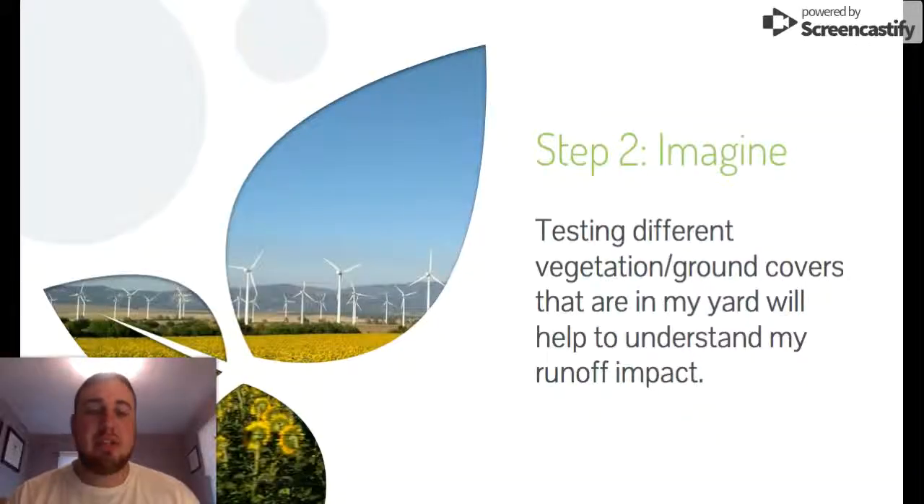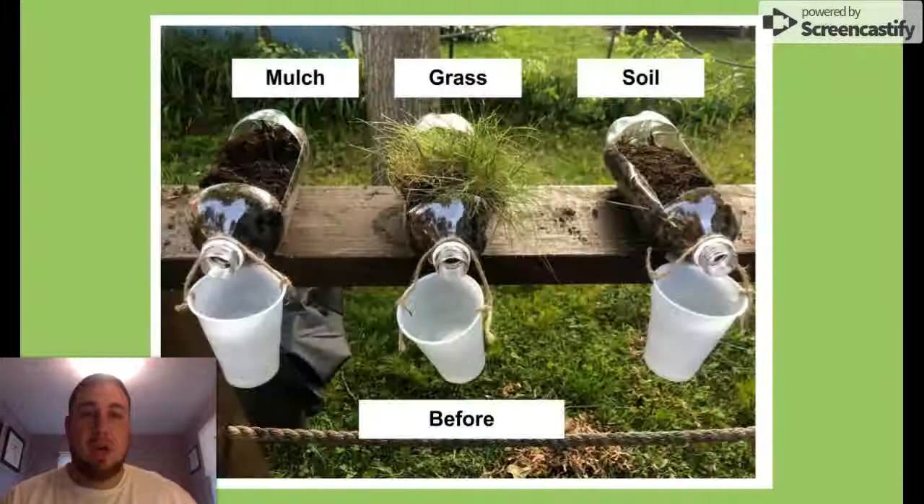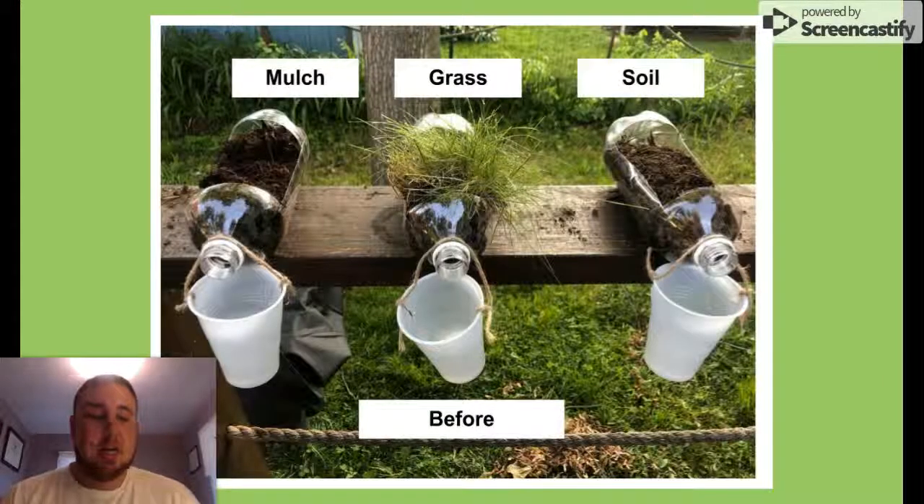So step 2 was imagine. I can imagine testing different types of ground covers in my yard to help understand how I should design my yard. I used the erosion bottles plan that was given to us in the module. Here are the erosion bottles that I created.